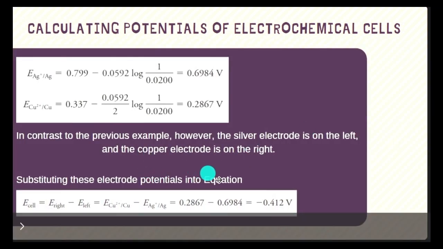In contrast to the previous example, however, the silver electrode is on the left and the copper electrode is on the right. Substituting these electrode potentials into the equation, wherein the right hand side is the copper electrode and the left hand side is the silver electrode, which equals 0.2867 minus 0.6984, which equals negative 0.412 volts.